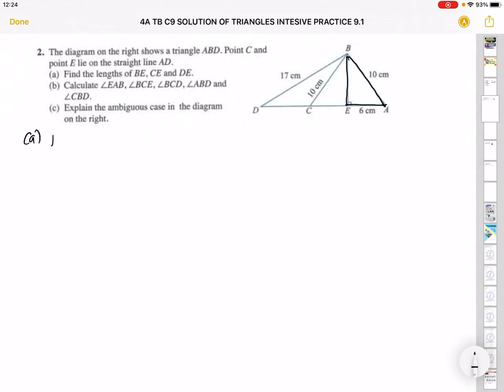So to find BE, very simple. 10 square minus 6 square, square root. This is going to give us 8. Now, if this is 8, this is 10, this has to be 6, right? Yeah, because they are identical, congruent, you can just flip it over, they're actually the same. So CE is going to be 6 cm. You don't have to calculate further because you can see they're identical.